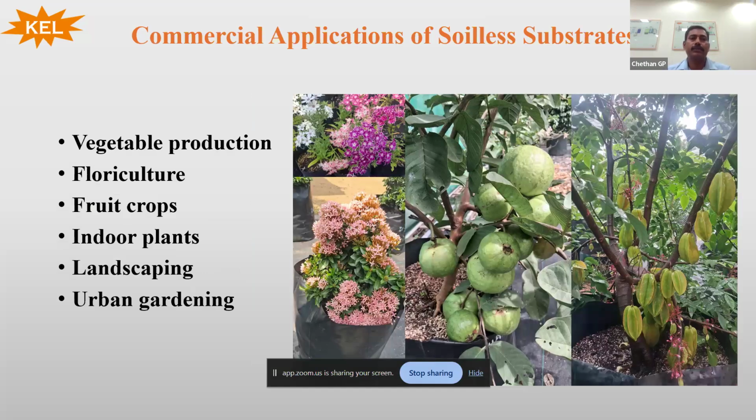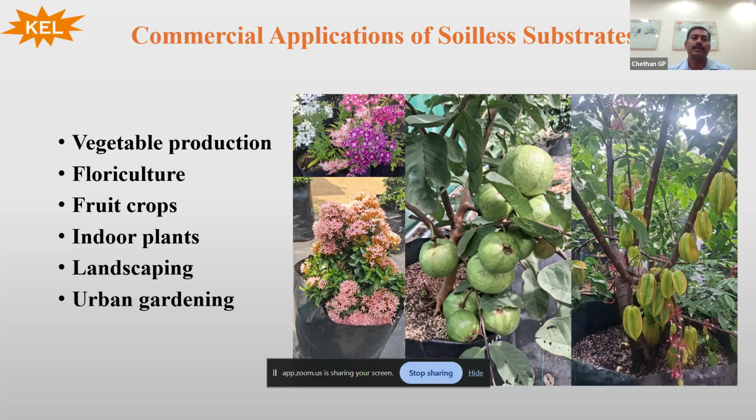The commercial application of soilless substrates continues to expand rapidly. Today, soilless growing media are used in greenhouse vegetables, ornamental nurseries, fruit crops, landscaping projects, tissue culture, rooftop gardens, indoor plants, urban farming, and hydroponic systems. Grow bag or trough cultivation has become increasingly popular for tomatoes, cucumber, capsicum, and many fruit crops because it allows precision irrigation and nutrition management.